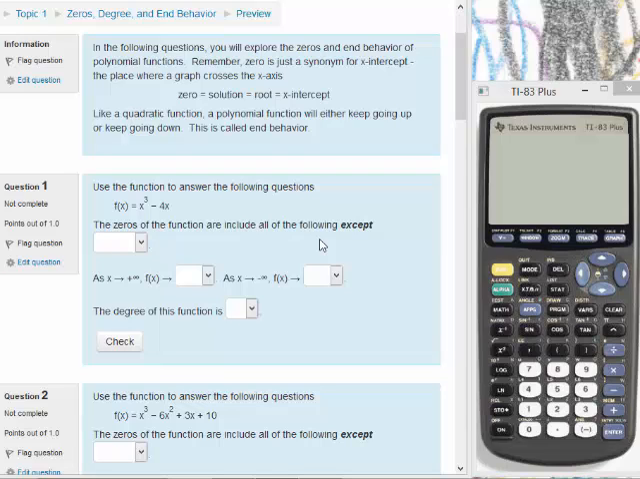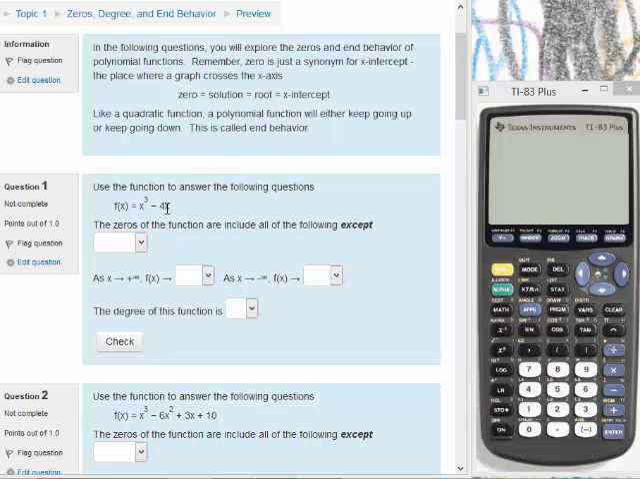Hello again. In this video, we're going to look at the equations and graphs of polynomial functions. Specifically, we'll identify the zeros, degree, and end behavior of the graphs and equations of polynomials. Remember, a zero is the same thing as a solution, a root, or an x-intercept. It's the place where a graph crosses the x-axis.